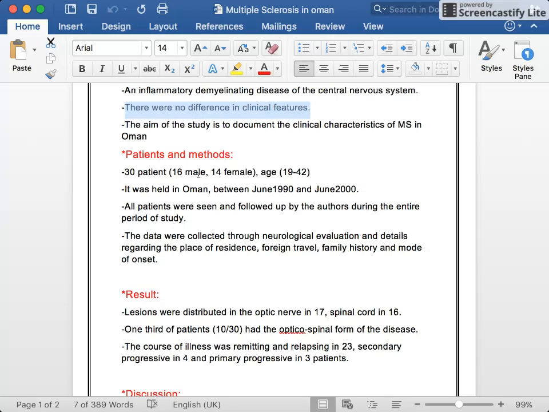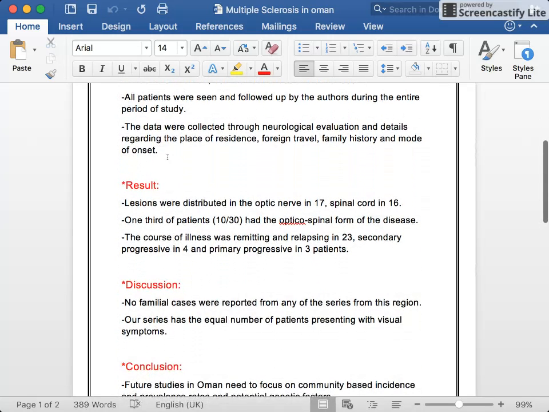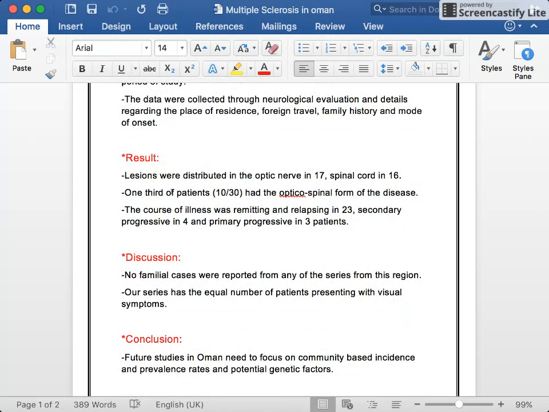Good. All patients were seen and followed up by the authors. Okay, that's fine. The data was collected through neurological examination. Okay, good. The only other point that you could add here is the test that they used to determine the different characteristics, but that's okay. It's not mandatory, so you have all the information here. Remember, we're looking for the points that match what you're saying in the discussion and the conclusion, i.e. the points that are highlighted in the conclusion.